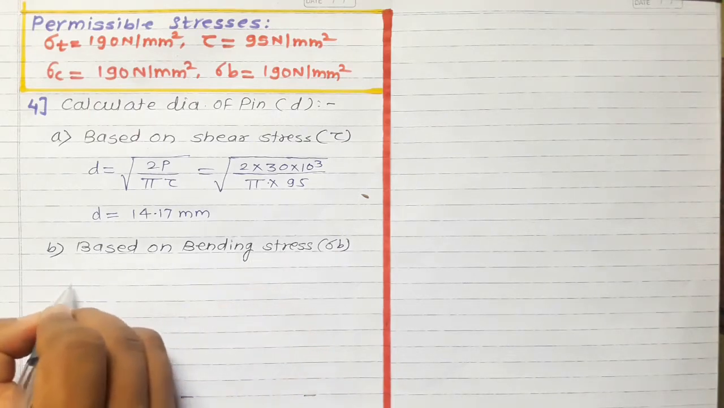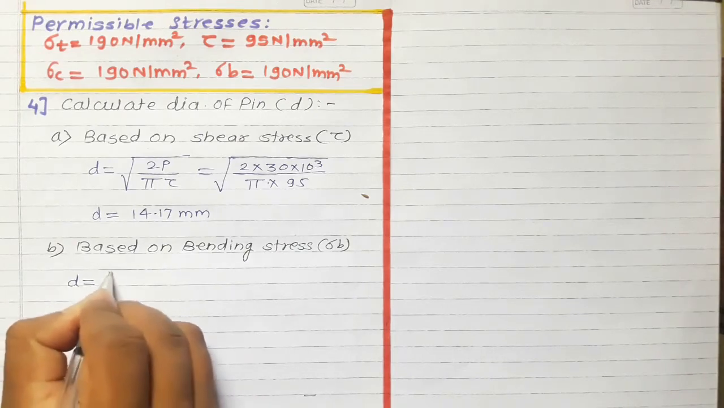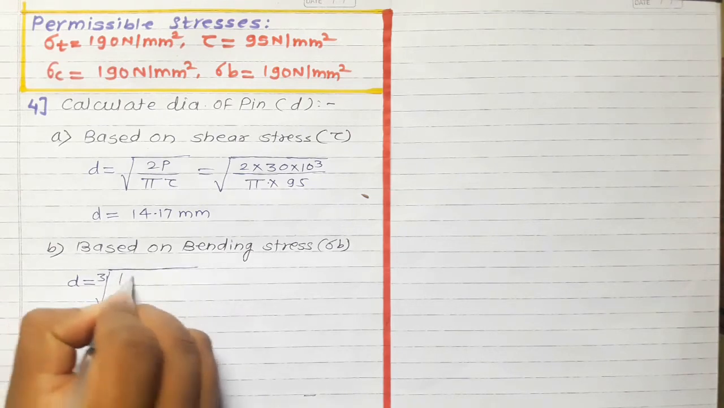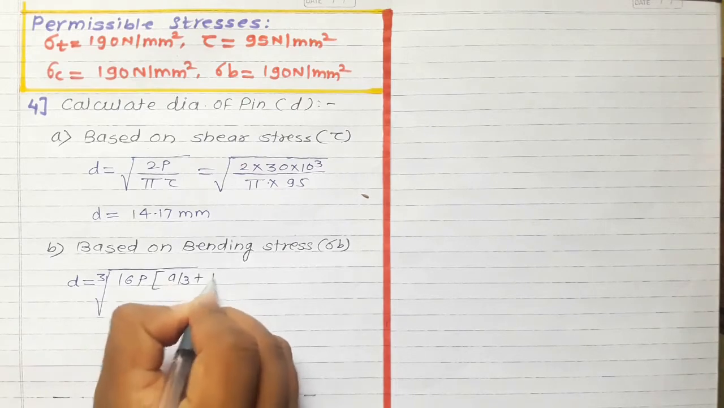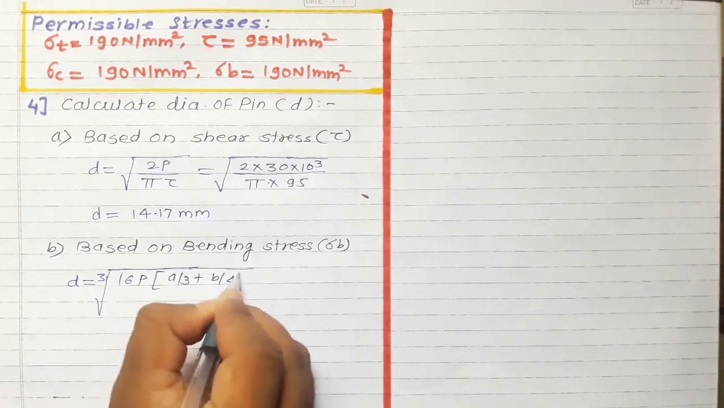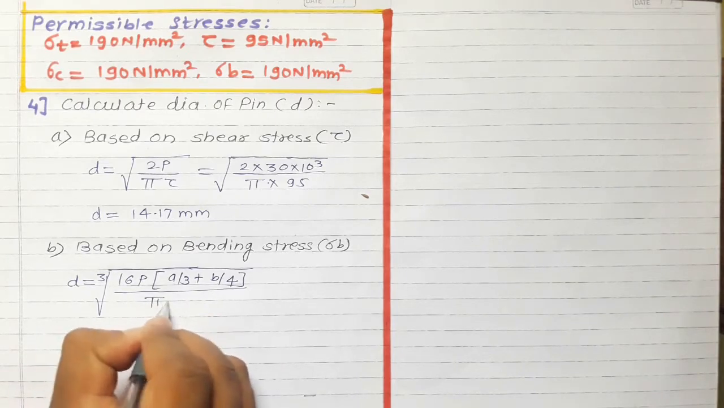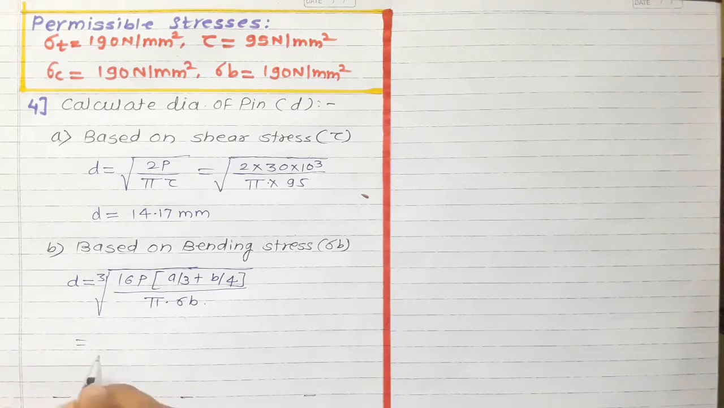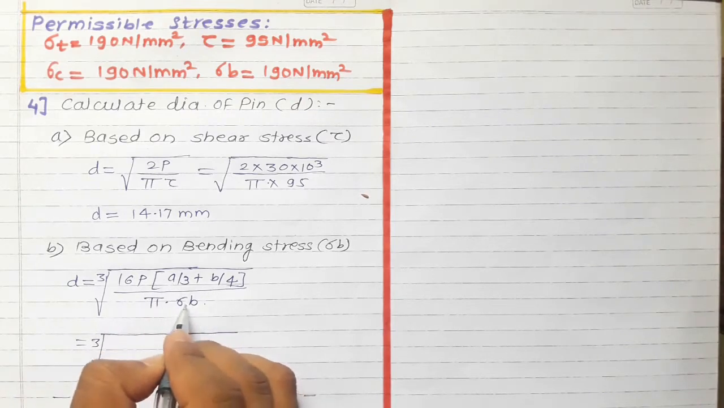So refer the design procedure and write down this equation to calculate the diameter of pin based on this bending stress. So cube root of 16P into bracket a upon 3 plus b upon 4 upon pi into sigma b. So let us put the values of P, a, b and sigma b.